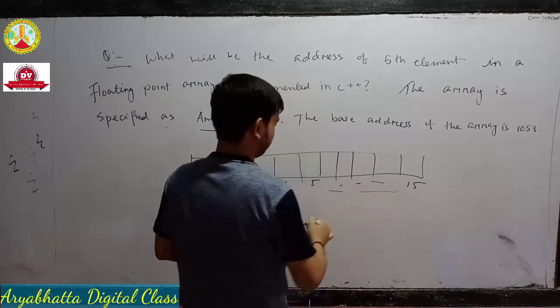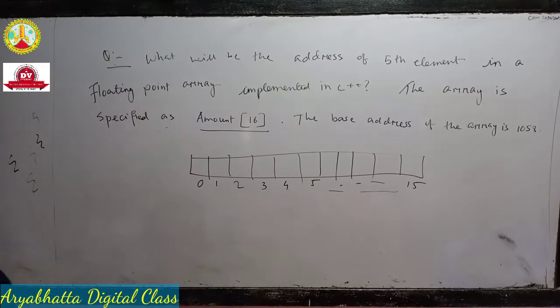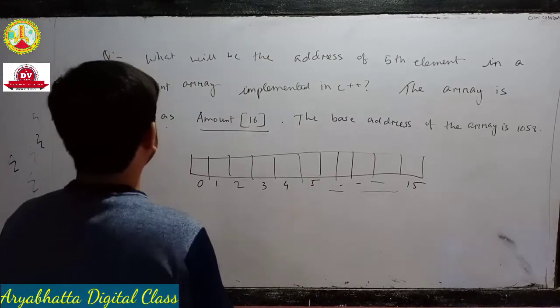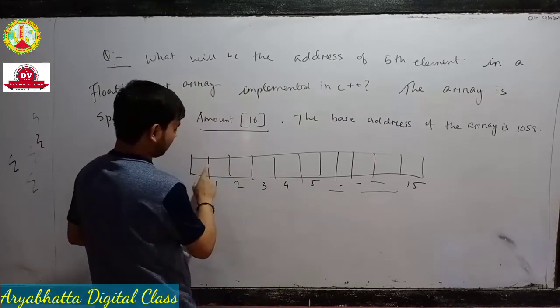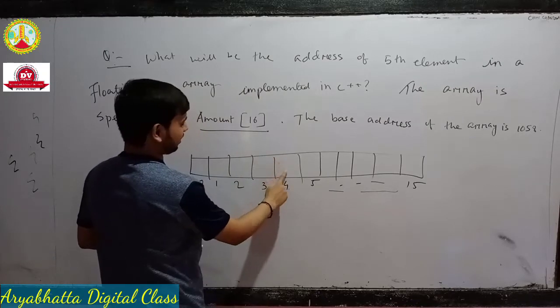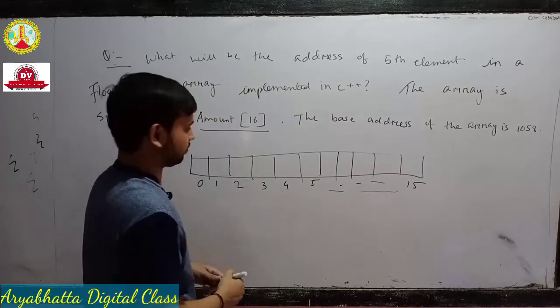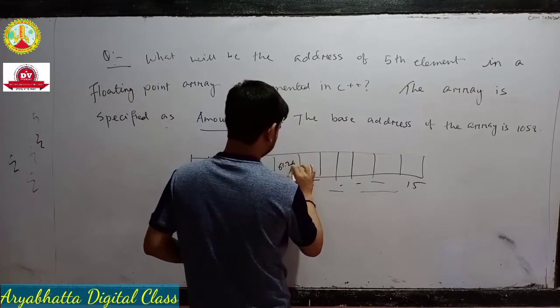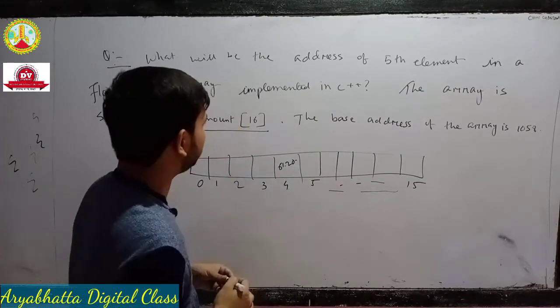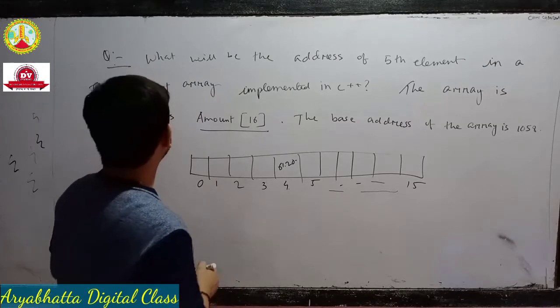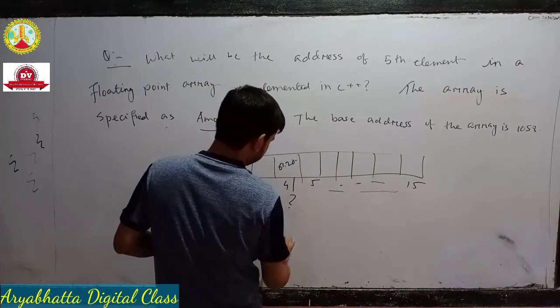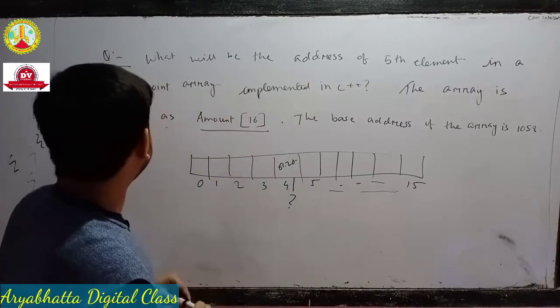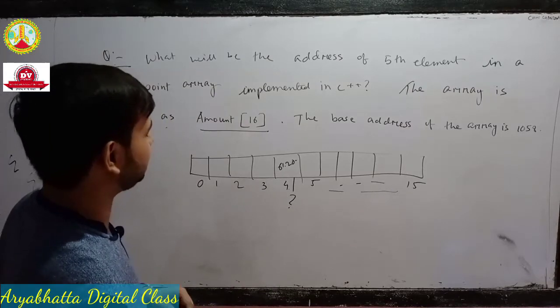What will be the address of the fifth element in a floating point array implemented in C++? Fifth element: 1, 2, 3, 4, 5. Suppose there are some floating point elements. Floating point means any decimal number, suppose 61.2 or anything like that. So we have to find the address of this. The array is specified as amount 16. The base address of the array is 1058.